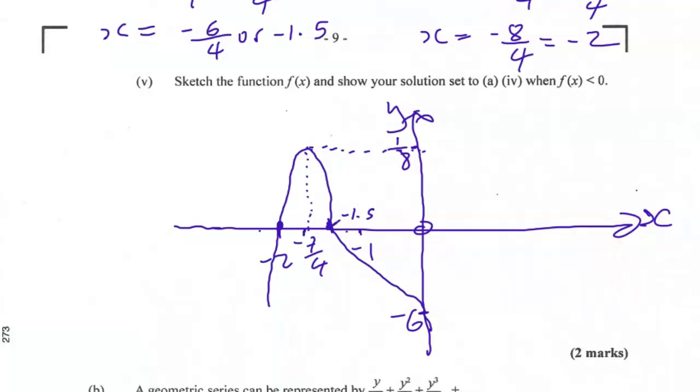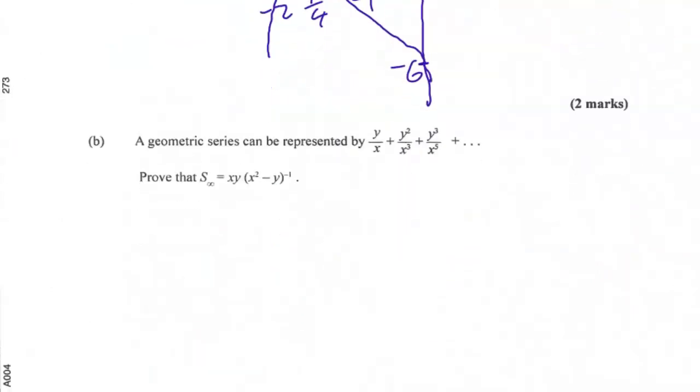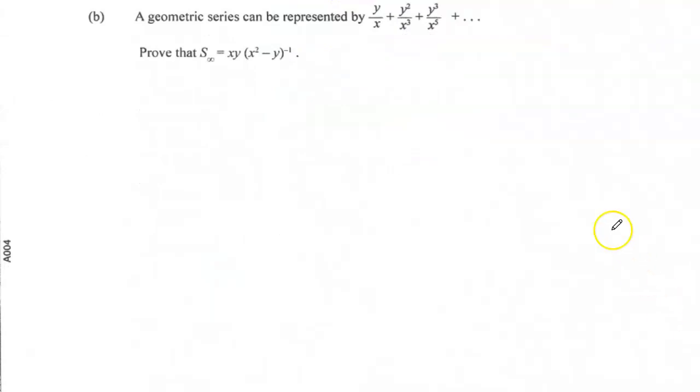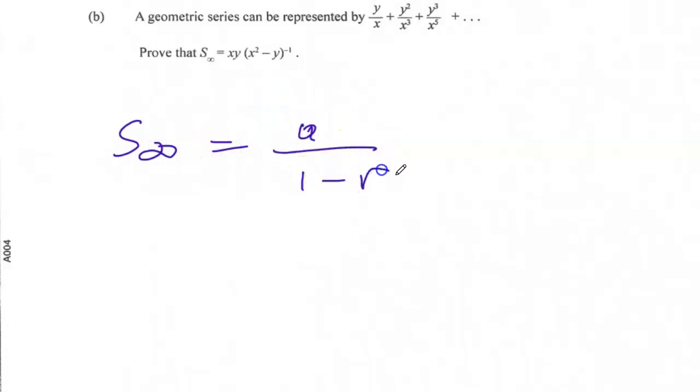So I'm sure you can draw a neater graph than that. Next, the GP can be represented as y over x plus y squared over x cubed plus y cubed over x to the 5, and so on. Prove that the sum to infinity is equal to that. Now, the sum to infinity is a over 1 minus r. So a is the first term, which is y over x, over 1 minus r.